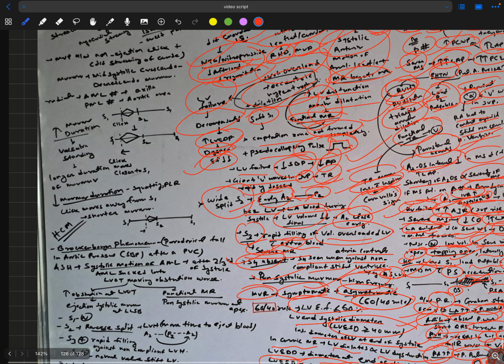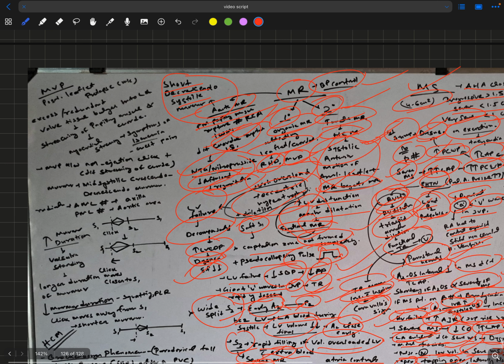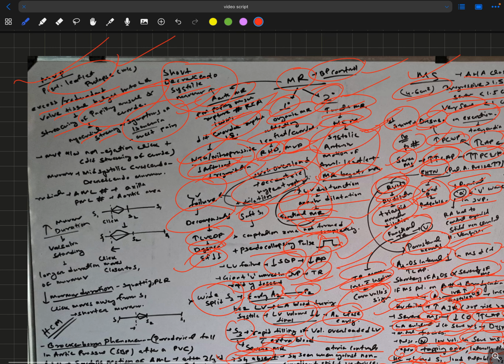So now let's discuss mitral valve prolapse. Most commonly the posterior leaflet undergoes prolapse. Excess redundant valve tissue bulges into the left atrium, with stretching of the papillary muscle that leads to myocardial stretching. It will present with symptoms of ischemia like chest pain.